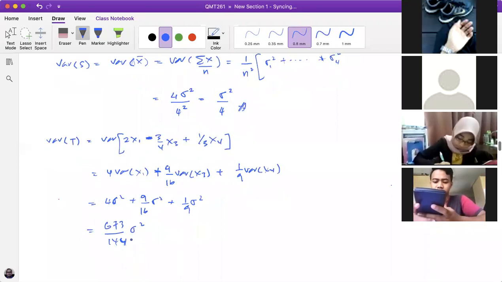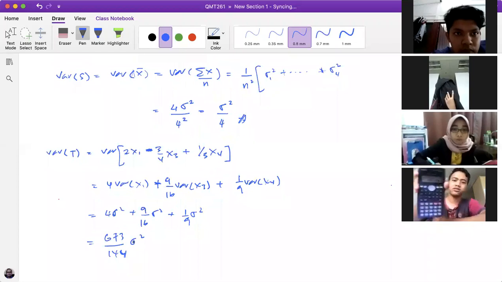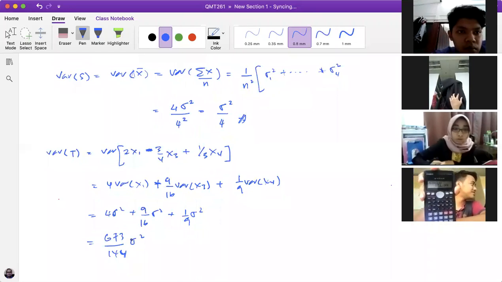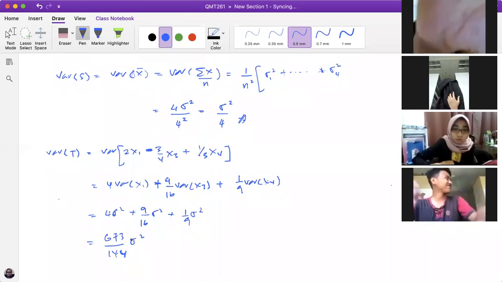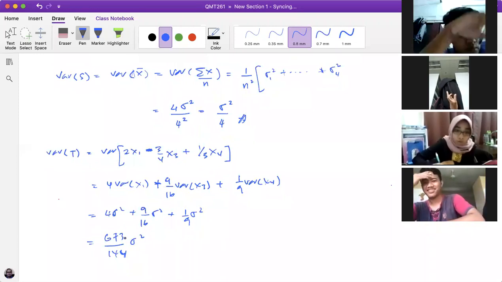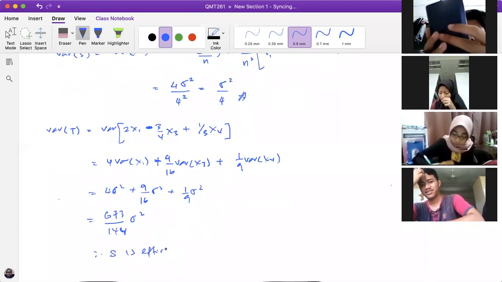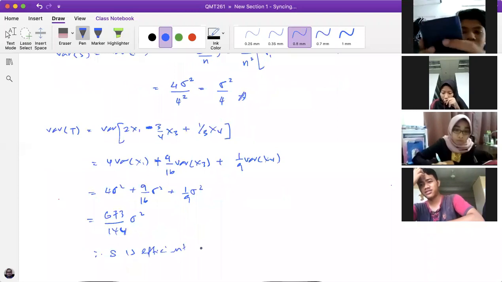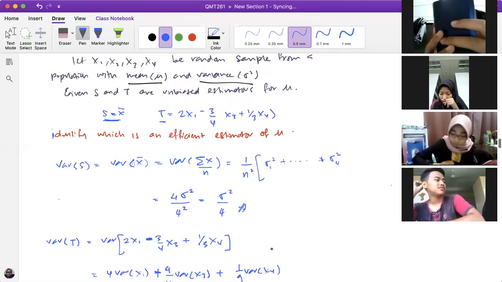So which one is smaller? 1 over 4 or 673 over 144? 1 over 4. Right. So we can say that S is the efficient estimator for mu.